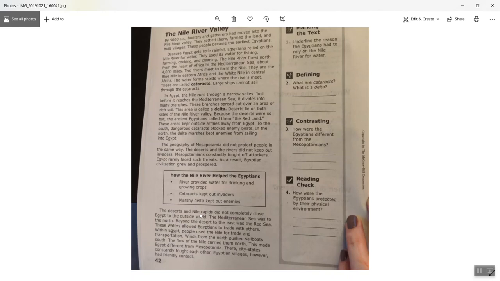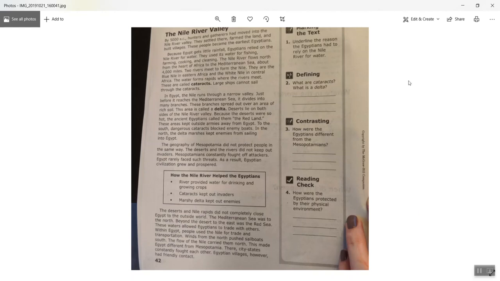Within Egypt, people used the Nile for trade and transportation. Winds from the north pushed sailboats south. The flow of the Nile carried them north. This made Egypt different from Mesopotamia. There, city-states constantly fought each other. Egyptian villages, however, had friendly contact. So number 4 says, how were the Egyptians protected by their physical environment, like water or deserts or mountains, just like we've been talking about in class.